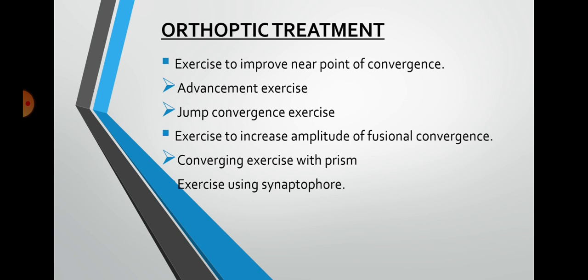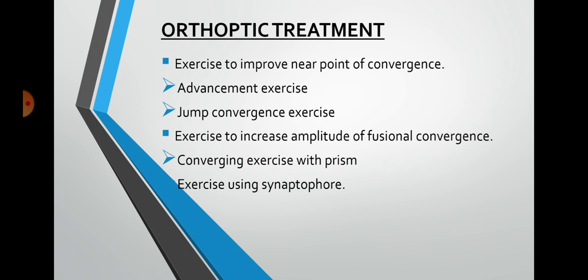Now the jump convergence exercise. In this exercise, we place an object at 6 meter distance and another object at 30 centimeter distance. First of all, we tell the patient to see the 6 meter distant object, and then instantly change the focus from the far away object to the near object, that is the 33 centimeter distant object, and we tell the patient to repeat this procedure 8 to 10 times a day until his convergence ability is improved.